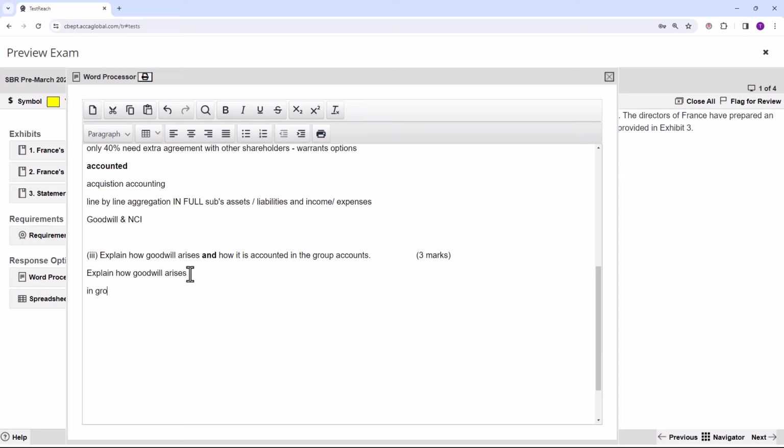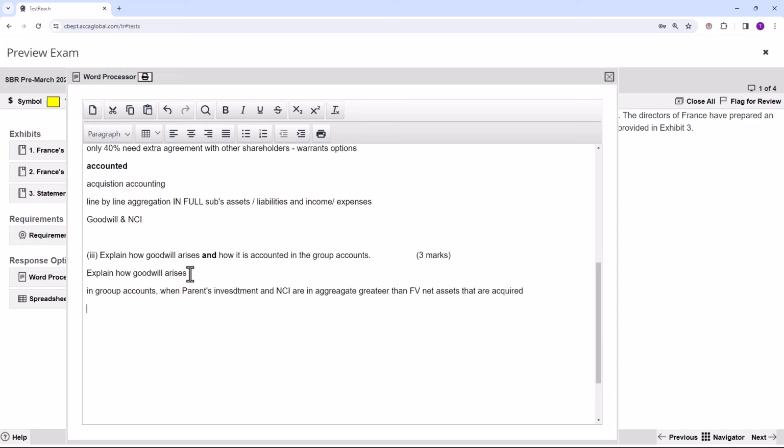It arises in the group accounts. It's a consolidation adjustment. It arises when the controlling interest, in other words, the parent's investment, and the non-controlling interest are in aggregate greater than the fair value of the net assets that are acquired. That is basically how goodwill arises.